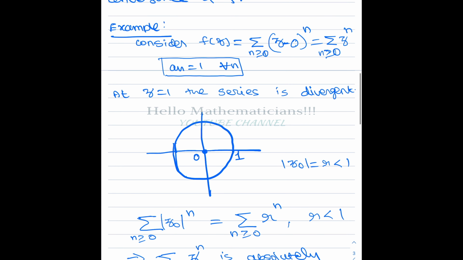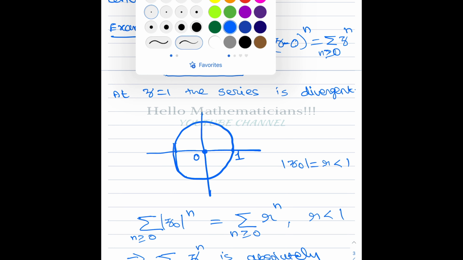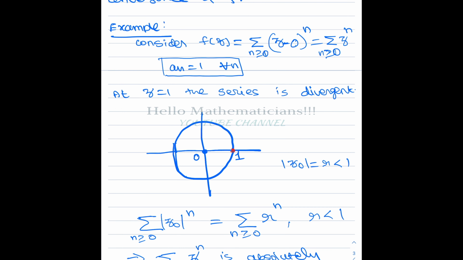If I substitute the complex number 1 in this power series, what I'll get is summation of 1, which will be like 1 plus 1 plus 1 plus etc. That is clearly divergent, right? Therefore, what we have is at this point the series is divergent.